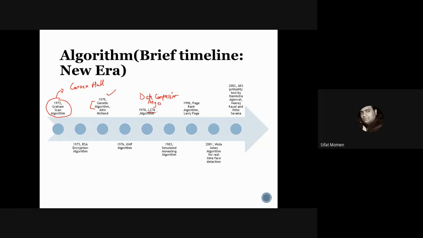Here's a very interesting algorithm in 1976 called the KMP algorithm. It stands for Knuth-Morris-Pratt algorithm. This is used for string matching, the string matching algorithm.